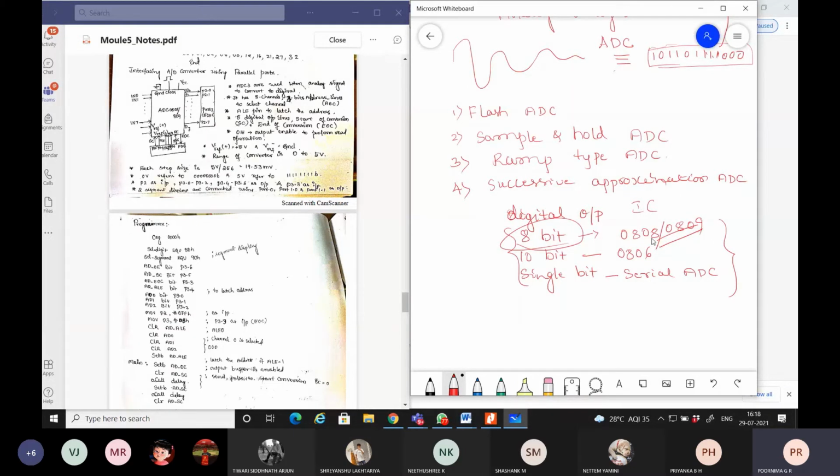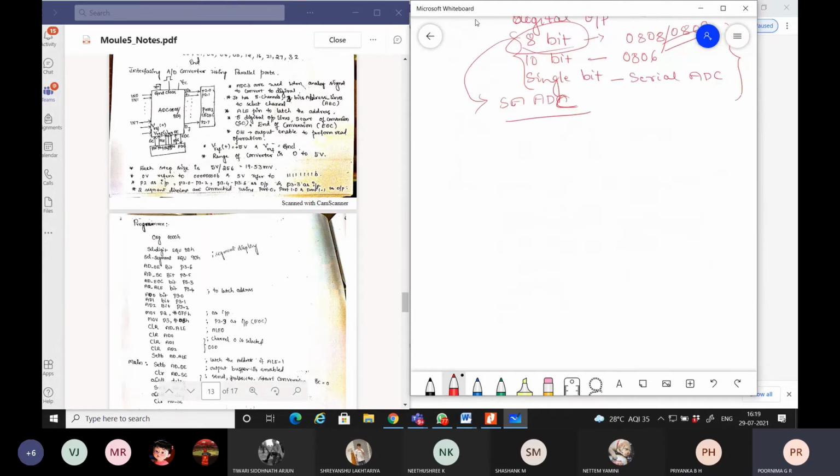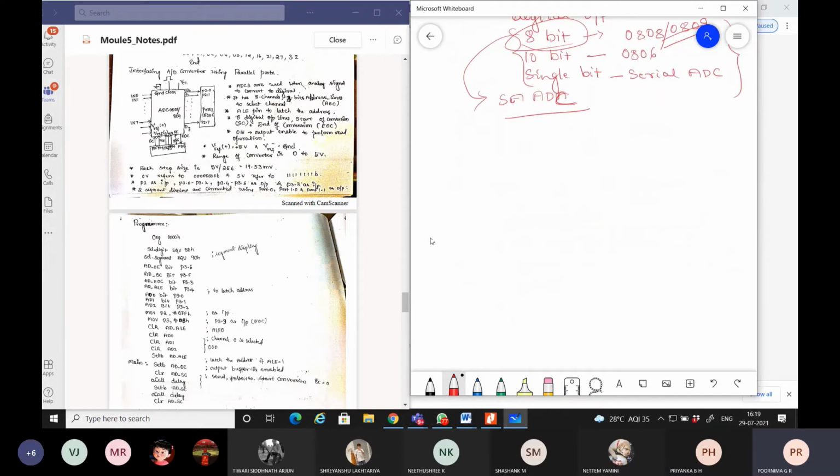And again you may get a doubt whether this ADC is of successive approximation, RAM type, sample and hold or flash type. The 8-bit ADC we use for our analysis purpose is always a successive approximation ADC, SAADC. So what does successive approximation ADC mean? How will this particular ADC function?